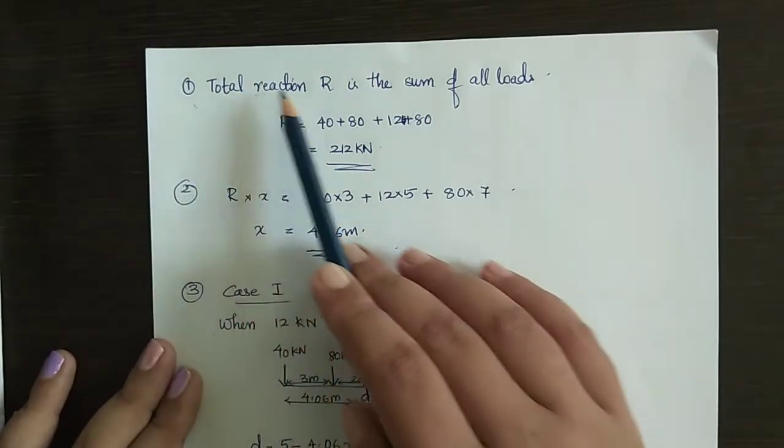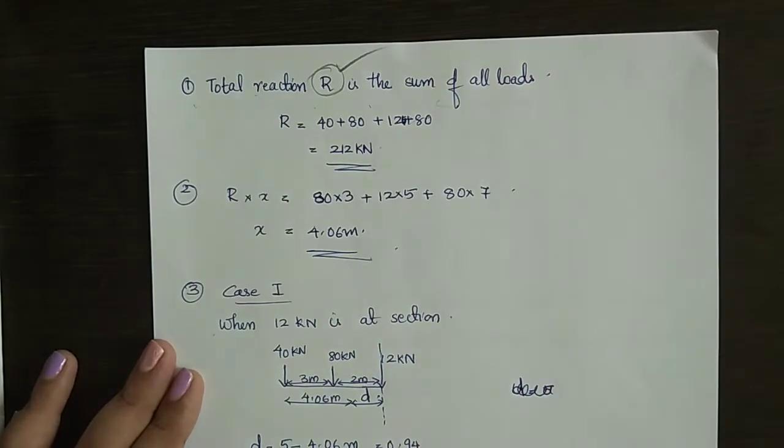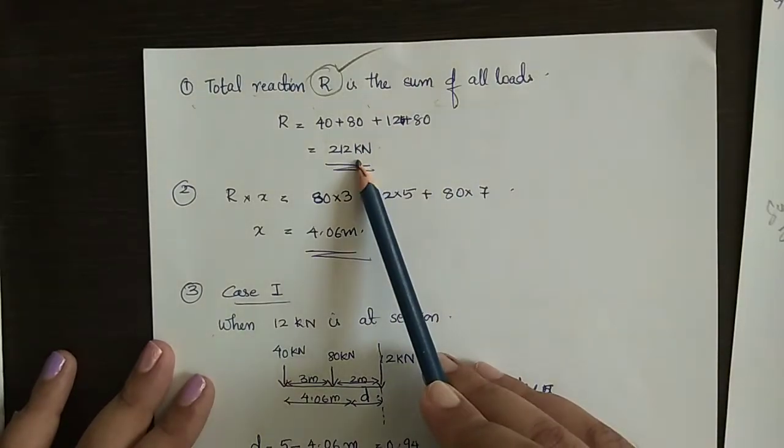In the first step, find out the total reaction R. R is the sum of all loads. So here R is 40 plus 80 plus 12 plus 80, which is 212 kilonewton.